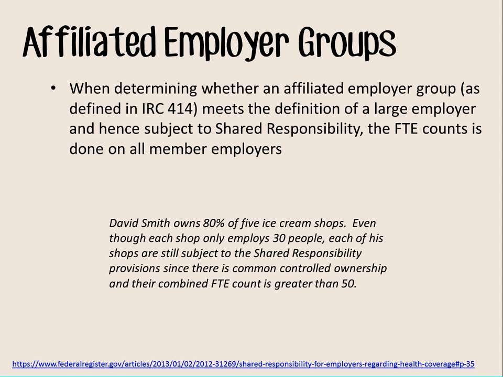Now, in this example, let's say that David Smith owns 80% of 5 ice cream shops. Even though each shop may only employ 30 people, each shop is still subject to the shared responsibility provision since there's common controlled ownership and their combined full-time employee and equivalent count is greater than 50.